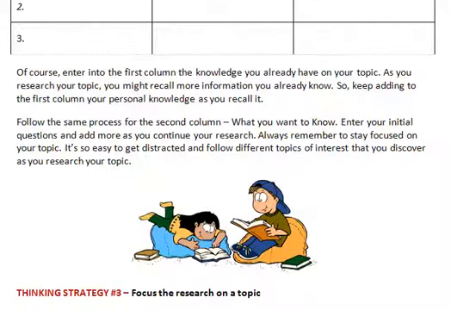Of course, enter into the first column the knowledge you already have on your topic. As you research your topic, you may recall more information you already know. So keep adding to the first column your personal knowledge as you recall it. Follow the same process for the second column, what you want to know. Enter your initial questions and add more as you continue your research. Always remember to stay focused on your topic. It's so easy to get distracted and follow different topics of interest that you discover as you research your topic.